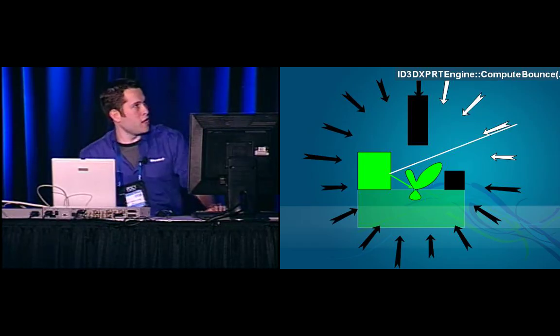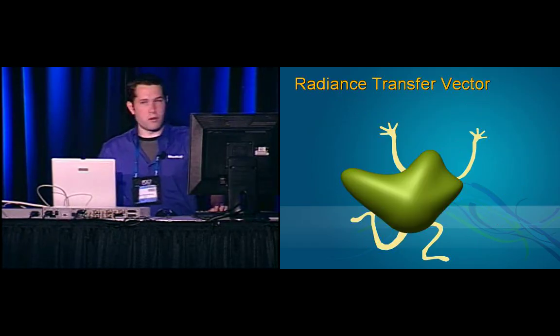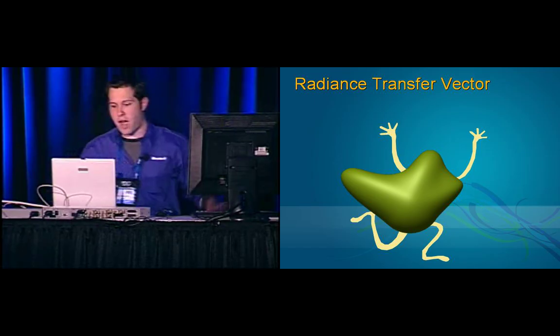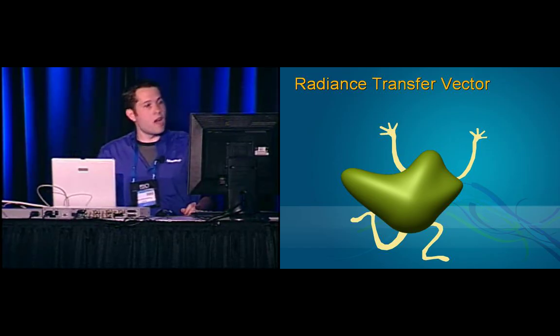So in the end, we end up with this weird, cool, blobby, spherical function at every vertex on our entire object. And this is going to represent our point's response to any arbitrary lighting environment.